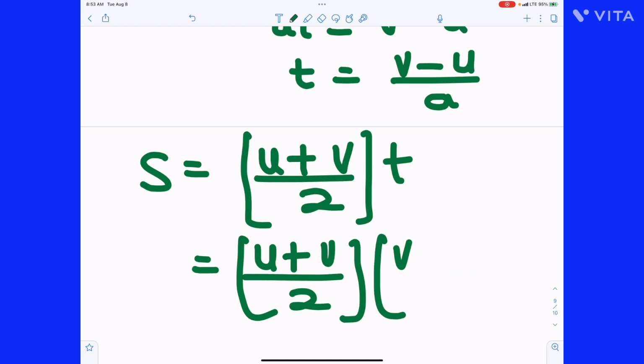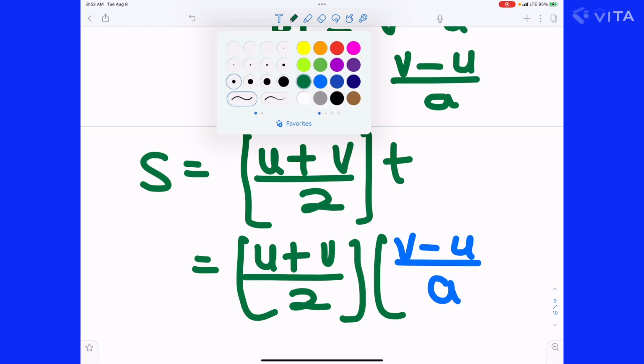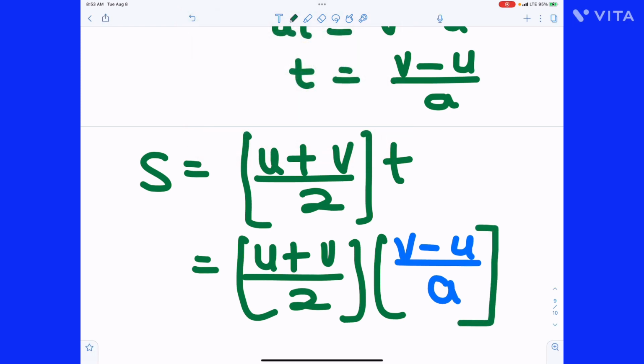Let me write that in blue so the substitution step can be clear. So I'll just write s is equal to u plus v over 2 times v minus u over a. That's what we got from equation 1 for t. So instead of writing t here, I'll just substitute v minus u over a for t. That's an expression we got for t from equation 1.